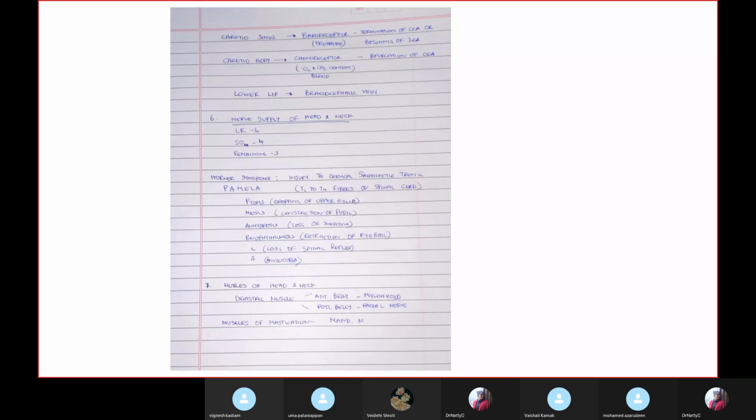The importance of that is, whenever the lateral rectus gets paralyzed, the patient will have medial squint. When the medial rectus is paralyzed, the patient will have lateral squint.